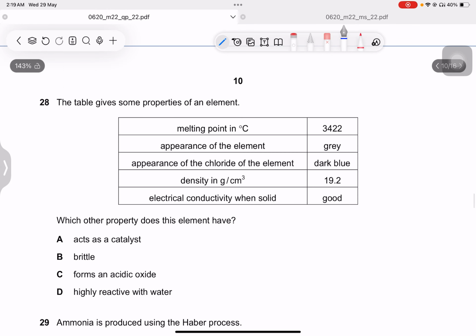Next, the table gives some properties of an element. The appearance of the element is gray. Okay, it is a metal. Melting point in degrees Celsius, it is really high. So probably transition elements or group one, maybe. But here we see that the appearance of the chloride is dark blue, meaning it formed a colored compound, which is the sole property of transition elements.